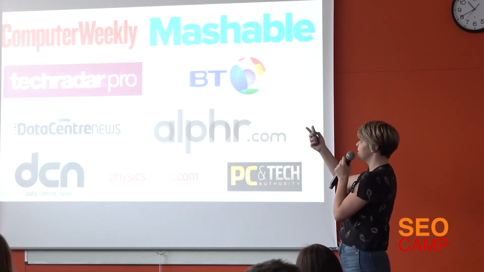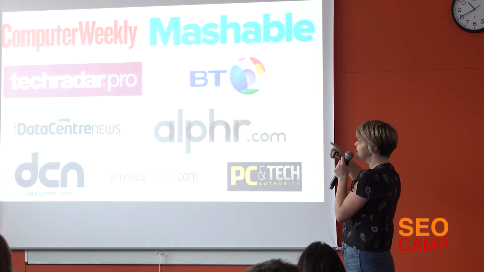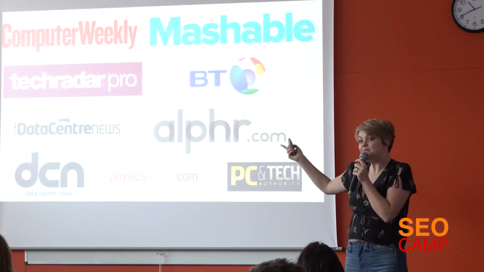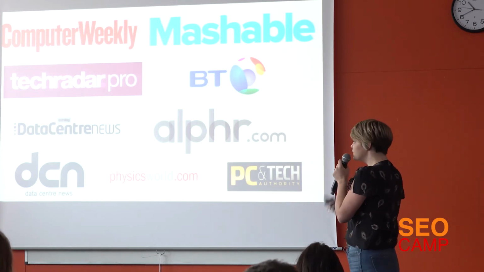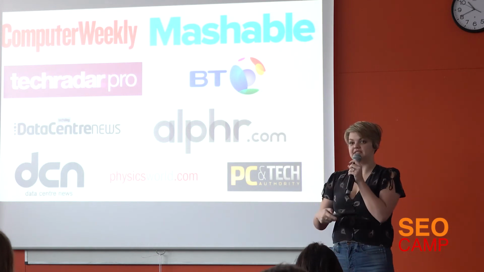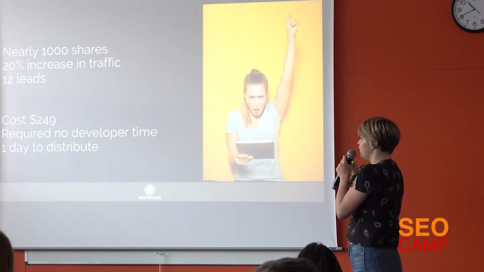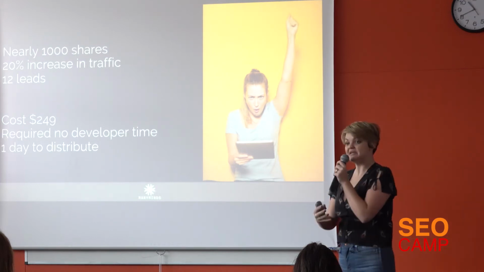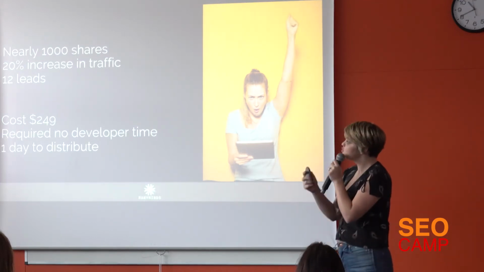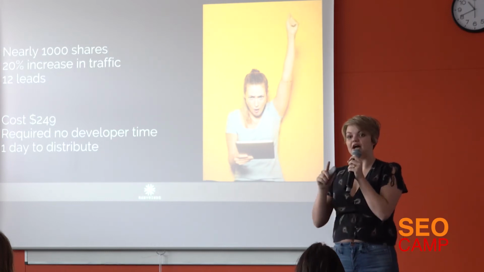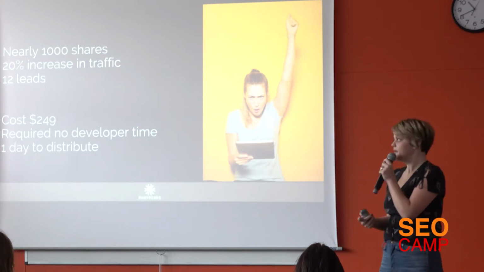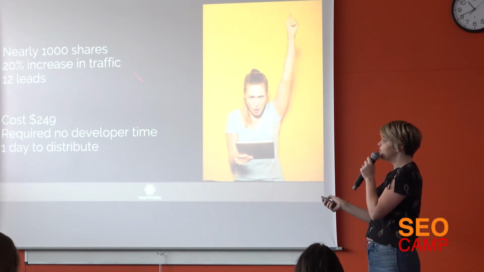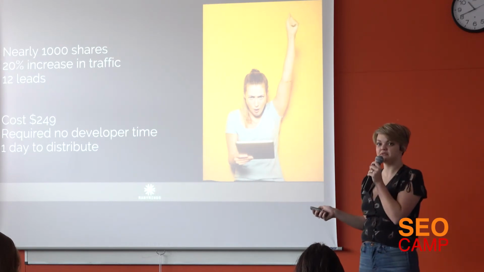It got on Computer Weekly, we got it on Mashable, Tech Radar, BT, a competitor of theirs, also wrote about it. It worked very, very well. It got tons of good links, very high authority links. It got 1,000 shares, which for a business like that is huge. It got a 20% increase in traffic, and it directly gave them 12 leads because it was targeted press. It was tech press. 12 leads. A lead value for them is worth about £12,000. So that's a lot of money from some link building.